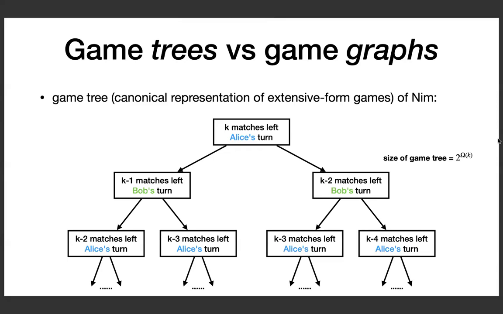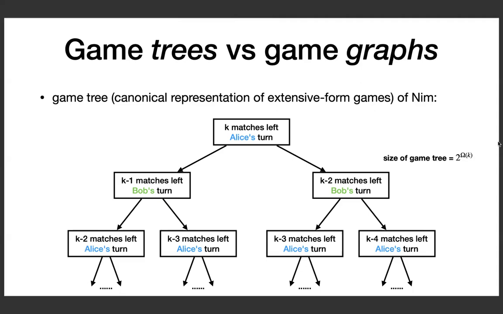The game tree of NIM looks like this. The root is where we have K matches left, and Alice is the next player to move. Alice can choose to take either 1 match or 2 matches. If Alice takes one match, we go to the left subtree where we have k minus 1 matches left, and it's Bob's turn to move. From there, Bob can choose to remove one match or two matches. If Bob chooses to remove one match, we go to the left subtree where we have k minus 2 matches left, and it's again Alice's turn to move, and so on and so forth. We can generate the entire game tree in this fashion.